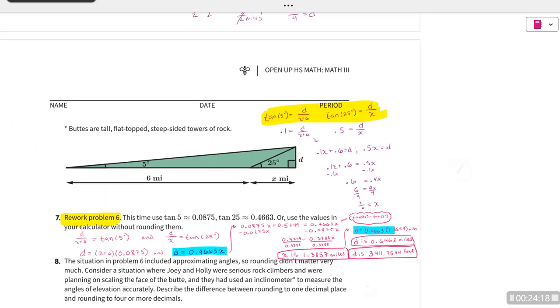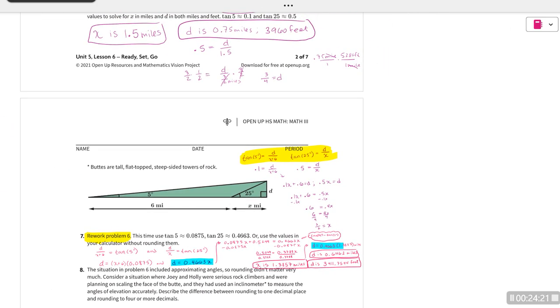So if we look, they're pretty similar answers, right? We said it was 1.5 miles for x, and this time we know it's a little bit closer to 1.3857, or about 1.4. D, we said it's 0.75 miles. Well, it's actually much closer to 0.64 or like 65-ish. And then instead of almost 4,000 feet, we realize it's a little less than 3,500 feet. So those answers are more exact. Kind of goes to show you how big of a difference rounding can make in some of these problems.